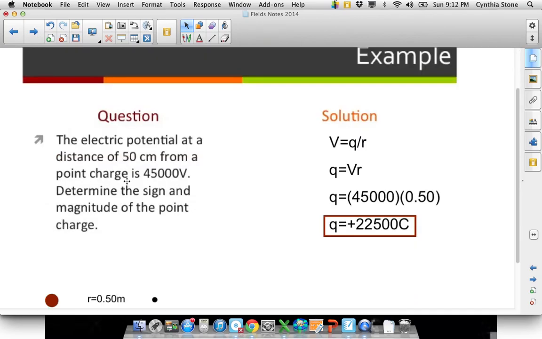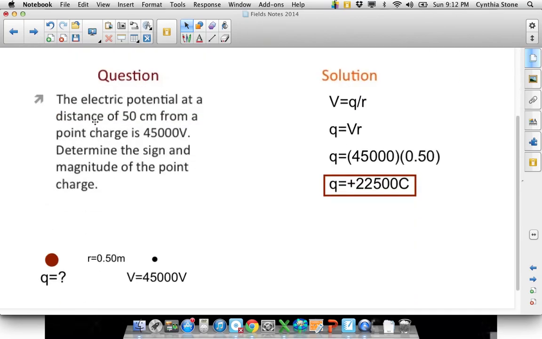Okay, so a little example. Electric potential at a distance 0.5 meters away from a point charge is 45,000 volts. So what this means is, if I stuck 1 coulomb of charge right here, it wouldn't feel, I guess, but it would have an electric potential energy of 45,000 joules, positive. So determine the sign and magnitude of the point charge.